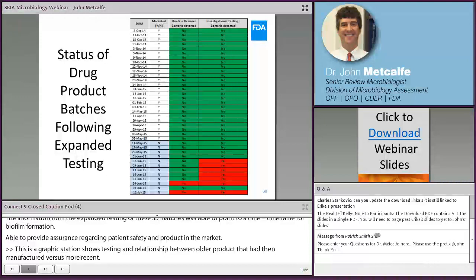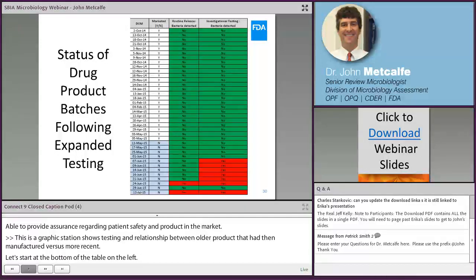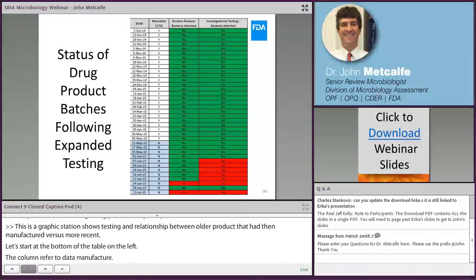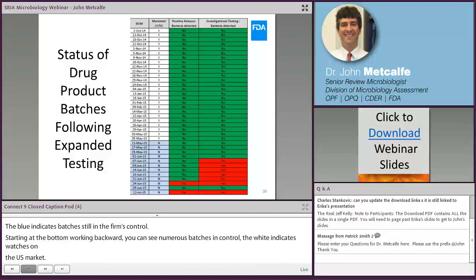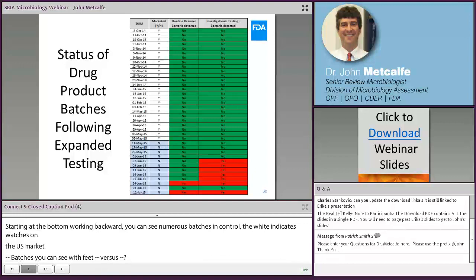The blue indicated batches that were still in the firm's control. So starting at the bottom and working backwards, you see numerous batches in their control, and then the white indicates batches that were here on the U.S. market. And you see that in the column next to it with the N's, N refers to whether it was released versus Y. Now, the column that has 2 red cells there, that refers to the release testing.